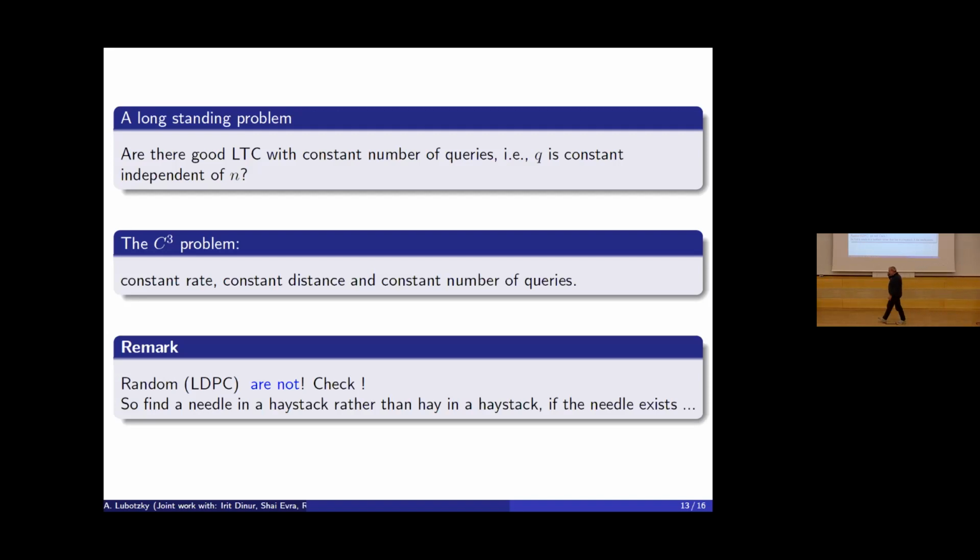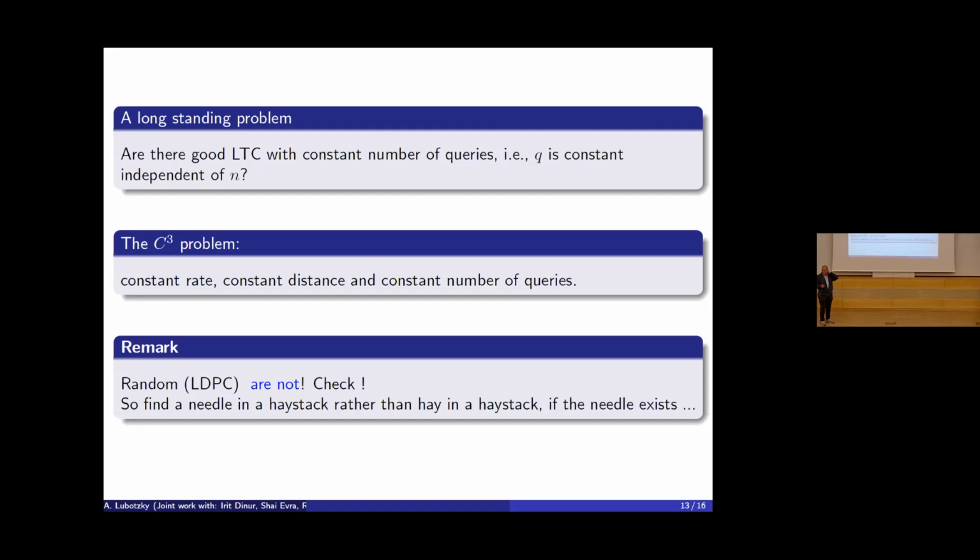Because, as I mentioned before, some of the old philosophy, the old movement in coding theory, or at least most of it, was that random code is the model. We want to get something which would be maybe as good as random. But here it's not so difficult to show that random codes are not LTC.